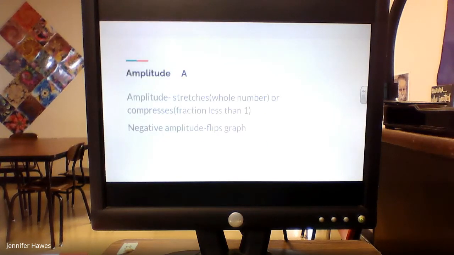Okay, so remember A was your amplitude. If you had a whole number there, it kind of stretched it out. If it was a fraction, something less than 1, then it kind of shrunk it down. Remember, if it's negative, that's going to flip the graph. So if you look at sine, it's still going to start at 0, but then it would move down instead of going up to 1.